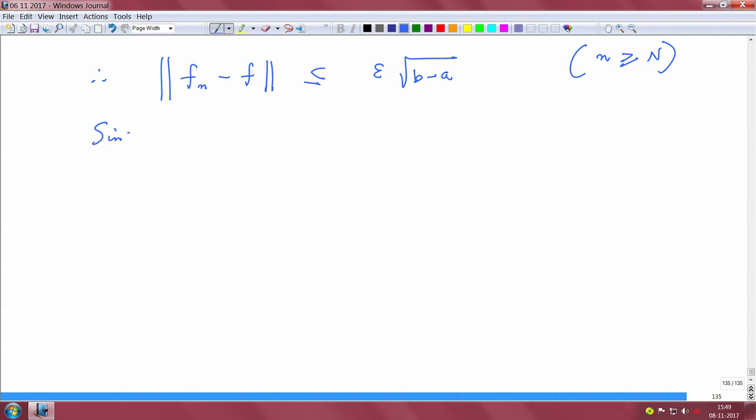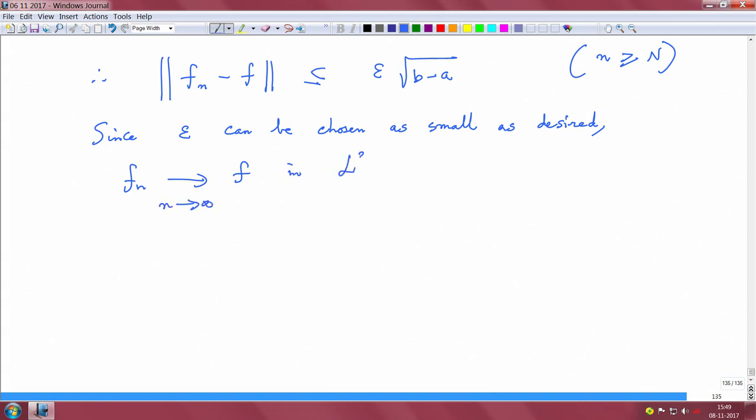So, since epsilon can be chosen as small as desired, Fn tends to f as n goes to infinity in L2. So, what does this mean? That means if you have a sequence which is uniformly converging, it is convergent in the L2 sense, right. I want you to ponder the other way around.